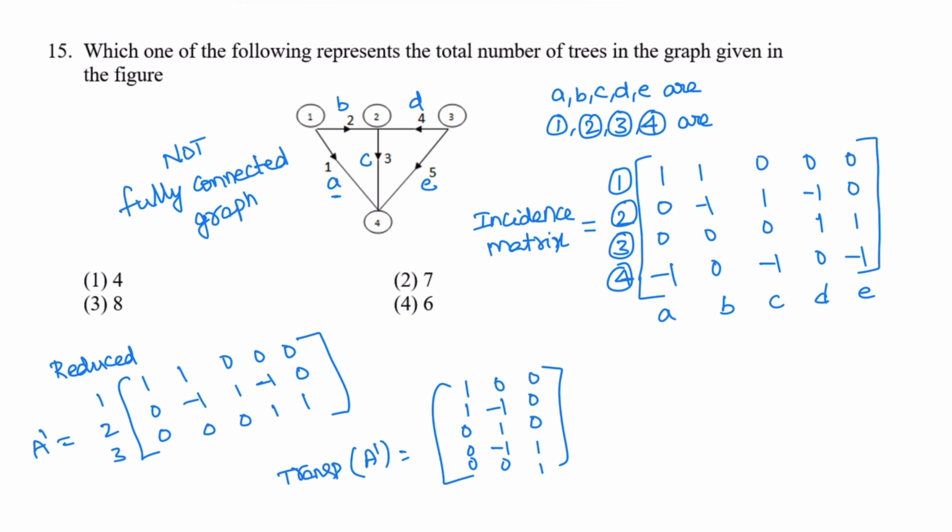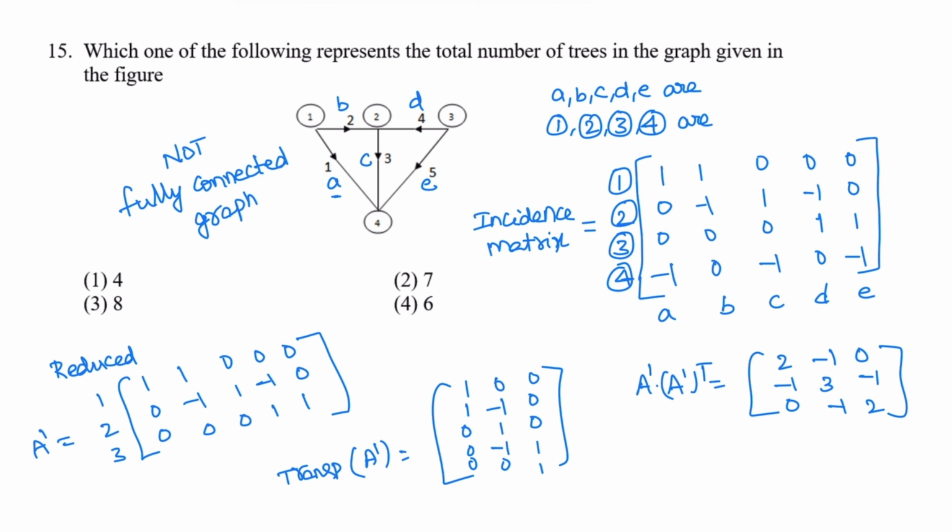Now determine the product of the reduced incident matrix and the reduced incident matrix transpose. It will give a matrix like this: 2 minus 1 0, minus 1 3 minus 1, 0 minus 1 2. So this is the matrix multiplication of the reduced incident matrix A dash and its transpose.